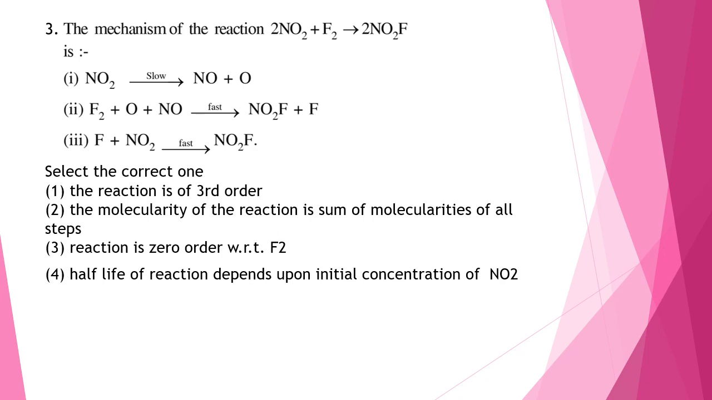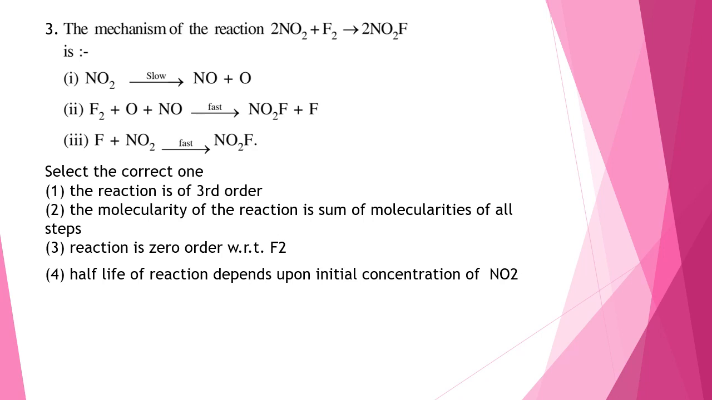Question 3. The mechanism of the reaction 2NO2 plus F2 gives 2NO2F. So the mechanism is given. So it follows as NO2, it is a slow step, gives NO plus O. Then F2 plus O plus NO, it is a fast step, gives NO2F plus F. And then F plus NO2 gives NO2F. This is also a fast step. So we have to select the correct answer.